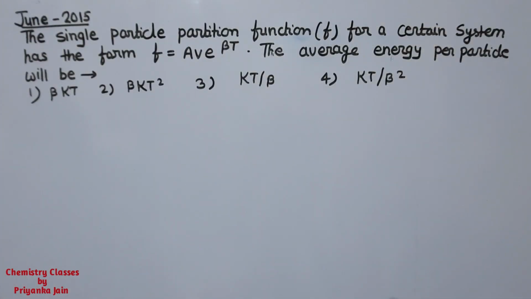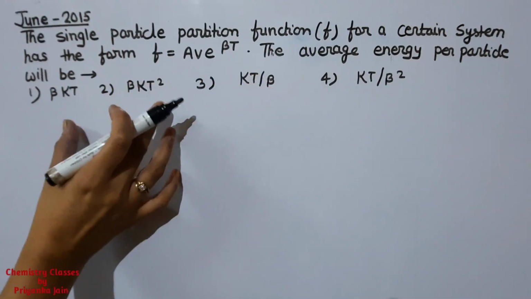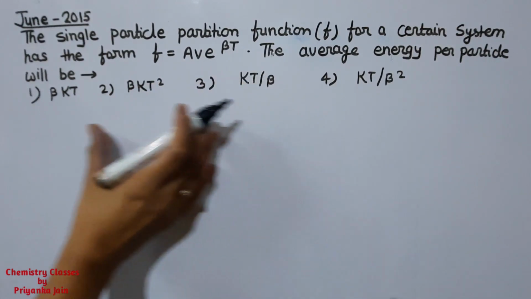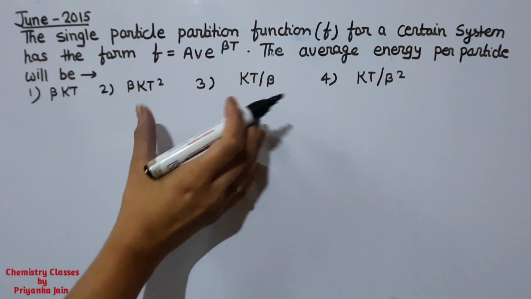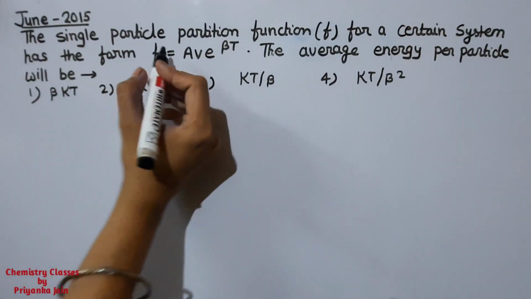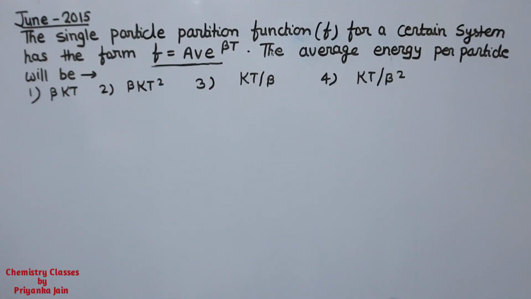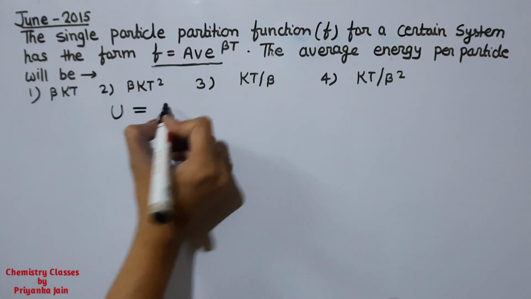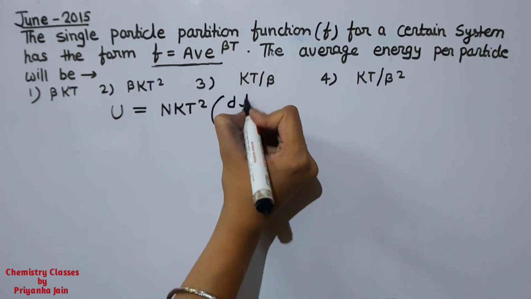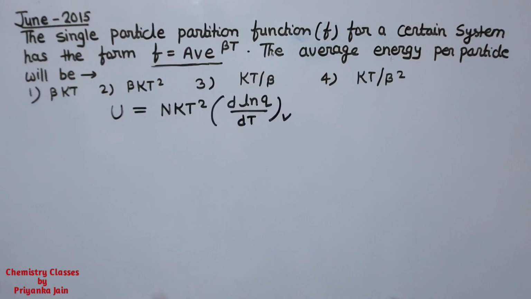Now see this question from CSIR-NET June 2015. The single particle partition function f for a certain system has the form f = AV exp(βt). The average energy per particle will be, we have been given four different options, and we have to find the average energy for one particle, and we are given this partition function.